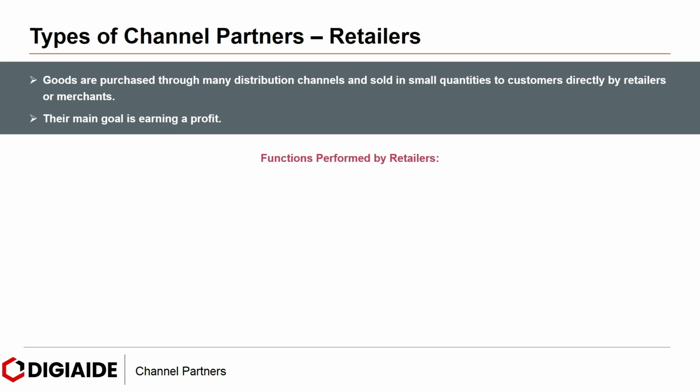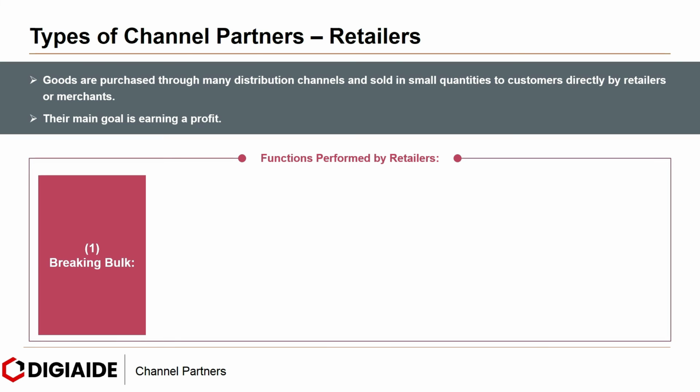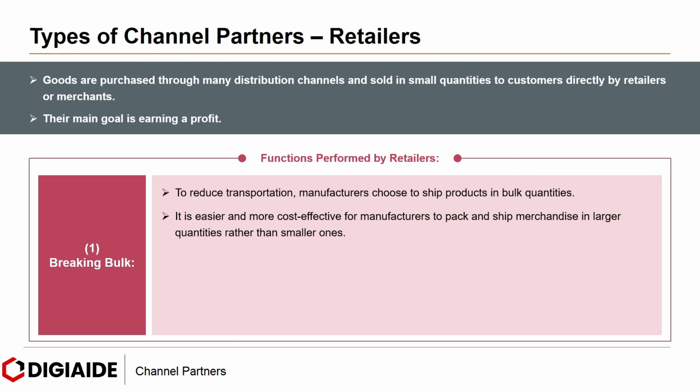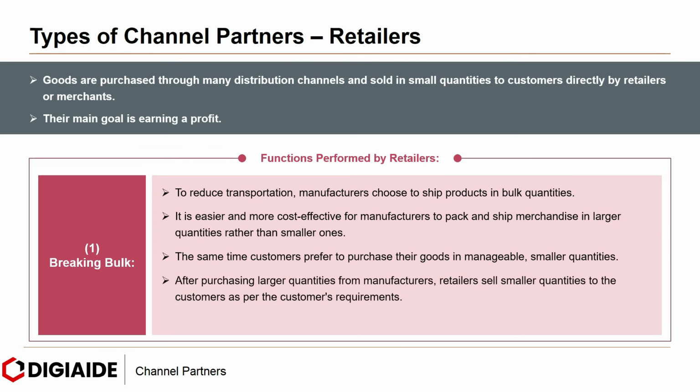Functions performed by retailers. First, and the obvious one, breaking bulk. To reduce transportation, manufacturers choose to ship products in bulk quantities. It is easier and more cost-effective for manufacturers to pack and ship merchandise in larger quantities rather than smaller ones. At the same time, customers, as in the end consumers, prefer to purchase goods in manageable, smaller quantities. After purchasing larger quantities from manufacturers, retailers sell smaller quantities to the customers as per the customer's requirement. This is known as breaking bulk.